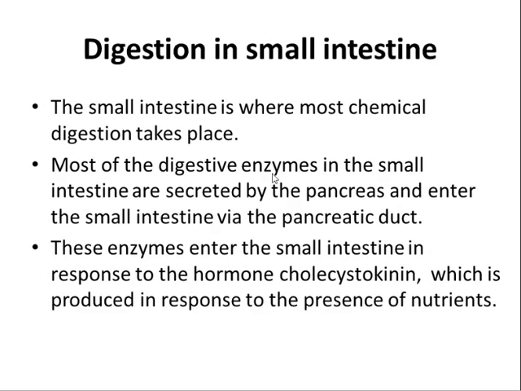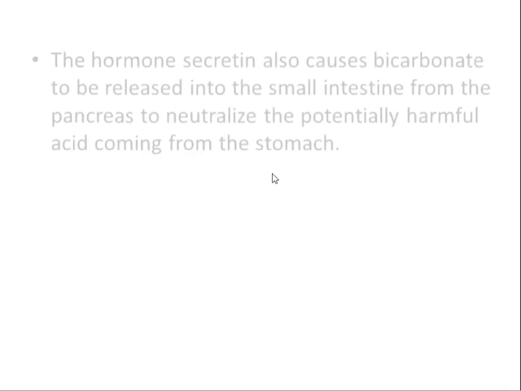This chemical digestion is done by the enzymes which are secreted by the pancreas in the form of pancreatic juice via the pancreatic duct. These enzymes are secreted in response to the hormone called cholecystokinin, which is produced in response to the presence of nutrients. So when nutrients are present in the small intestine, the hormone is produced, which in return initiates the secretion of the enzymes responsible for digestion.